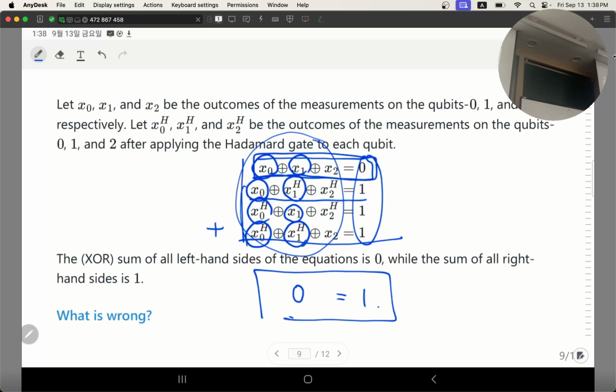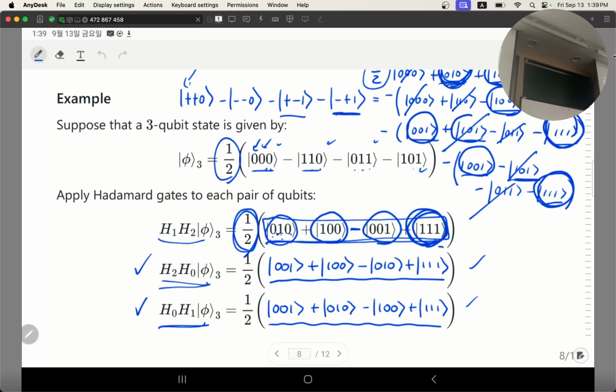So anyone else? Because I can't separate psi? Psi can't do what? Psi 3 cannot be separated into the tensor product of 3 qubits. Yes, that's true. And then what's the next?